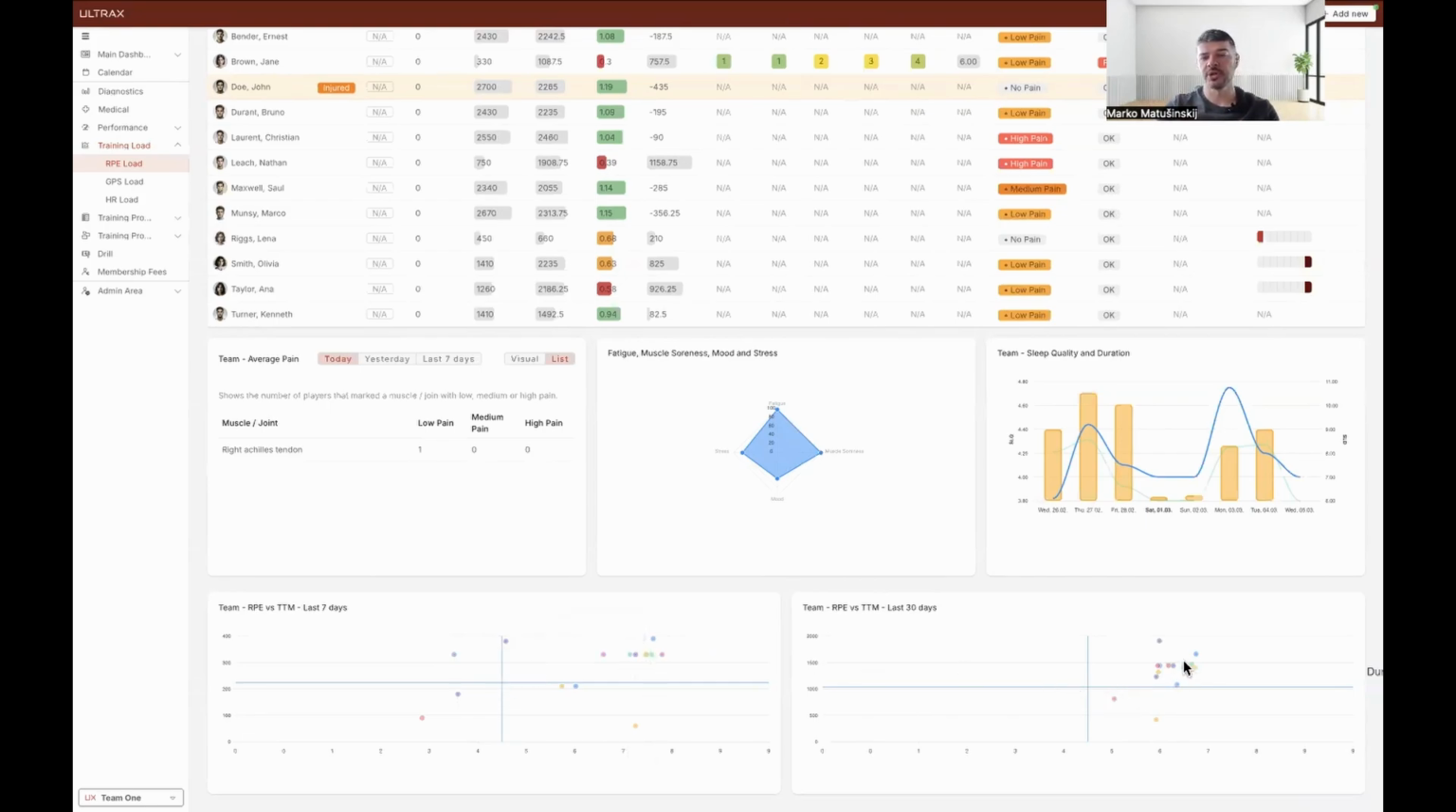And also the same logic you can see here on the right side. So if you have this player that is down, she has a solid intensity, but maybe we can increase volume a little bit to get closer to the team values.